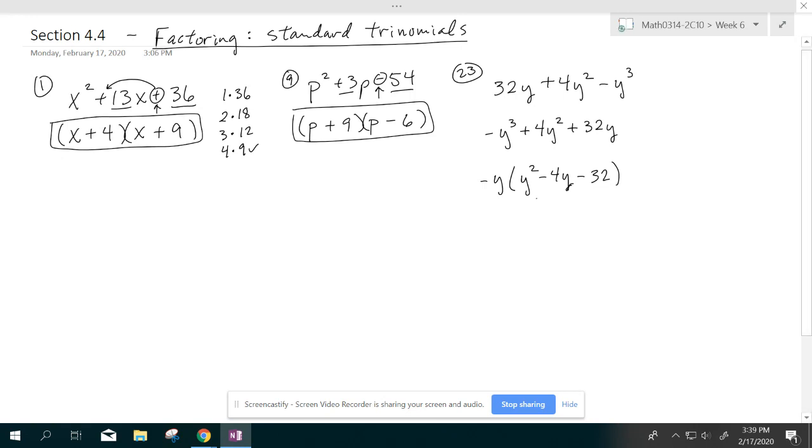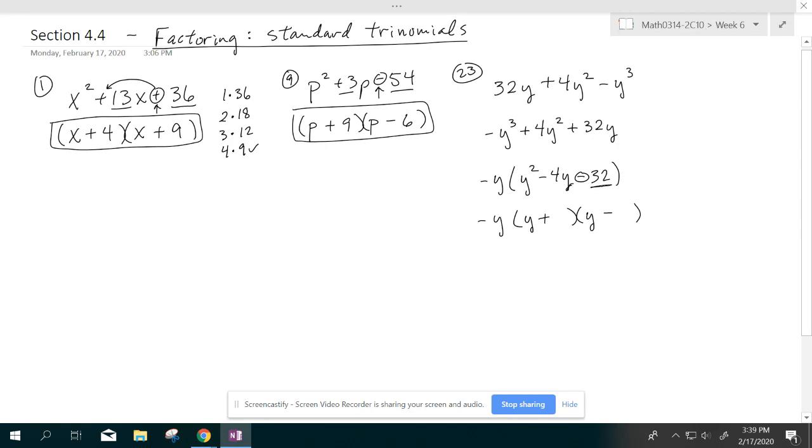Now, look what I've got inside the parentheses. Inside the parentheses, is that now a standard trinomial? Let's F it up. So we're going to start with parentheses. Can you read the signs? Minus at the back. Minus at the back makes them different. What does it take to make y squared? Yeah, y times y.